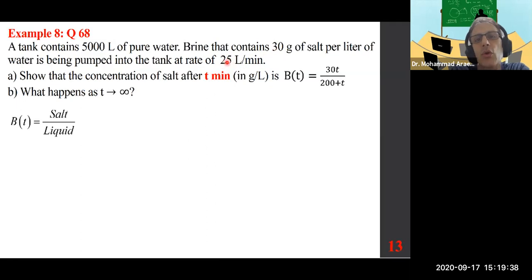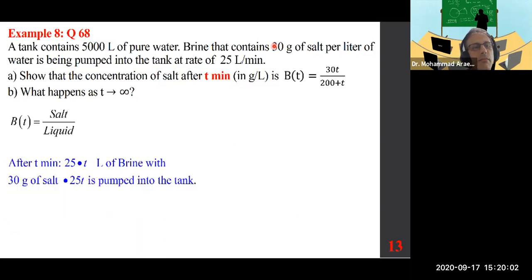So we are adding 25 times 30 grams of salt, and we have added 25 liters of liquid. After 10 minutes, we have added 25 times 10 liters of brine. That will be added to the amount of liquid. And 25 times 10 liters has what? Times 30 grams of salt. Now do that with t. After t minutes, we have 25 times t liters of brine, and multiply that by 30 grams. That would be the salt.